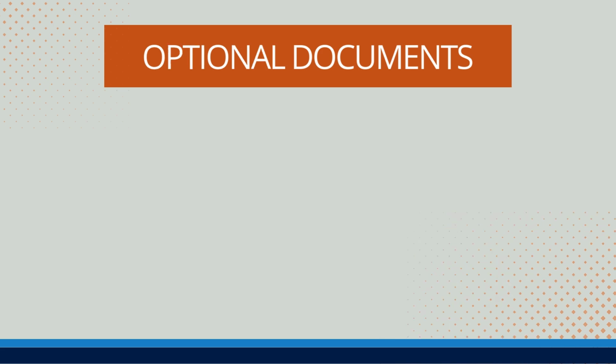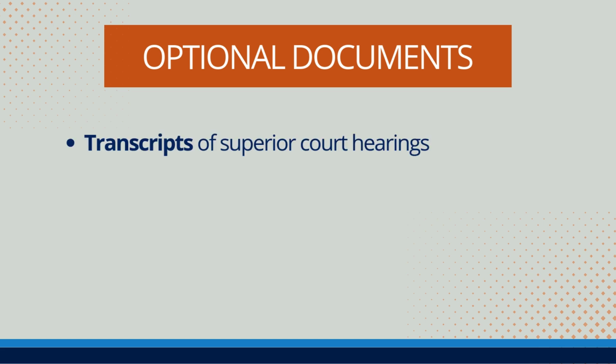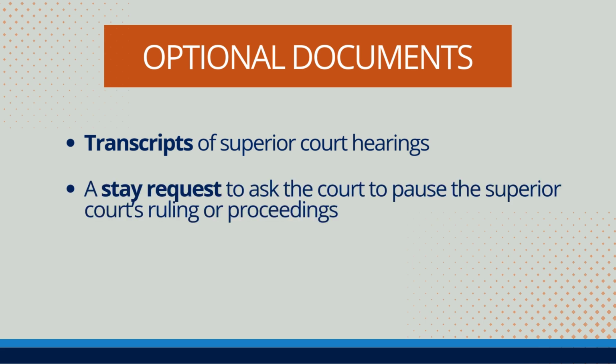When you file your petition, you can also file these optional documents. Transcripts of Superior Court hearings. A transcript is a typed copy of everything that was said in a hearing. If your appellate special action is about things that were said in a hearing, you may want to file a transcript with the petition. Otherwise, the Court of Appeals may assume that what was said supports the Superior Court's ruling. If you want to file a transcript, contact the Superior Court as soon as possible to find out how to order one.